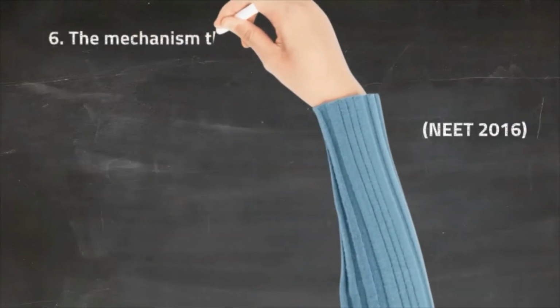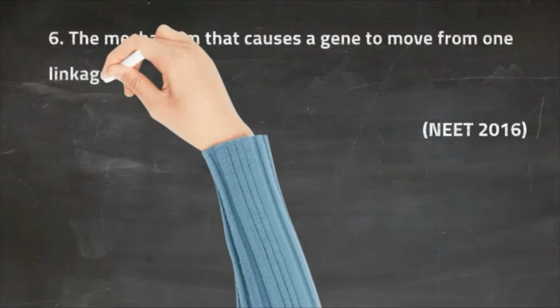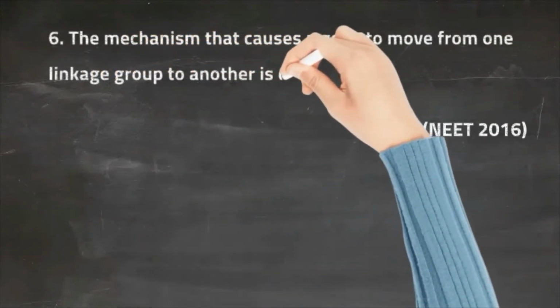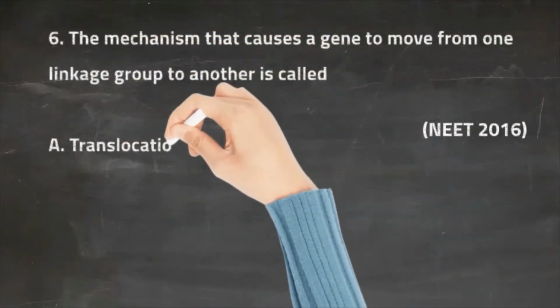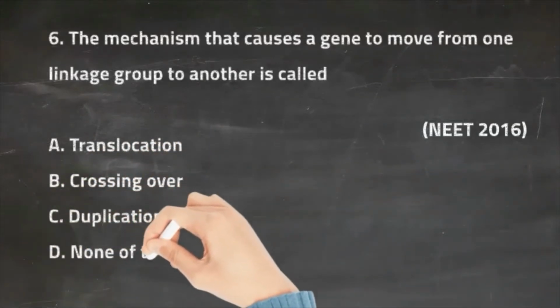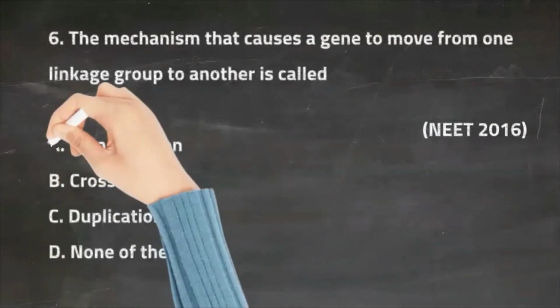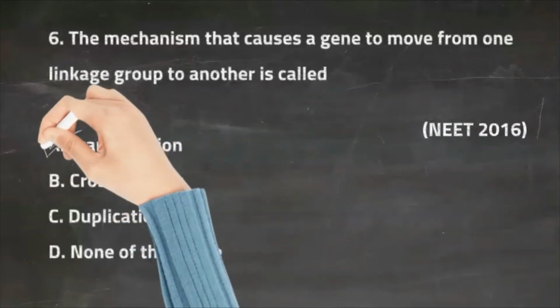So the sixth question is: the mechanism that causes a gene to move from one linkage group to another is called. The first option is translocation, the second option is crossing over, the third option is duplication, and the last option is none of the above. So the right answer for this question is option first, and that is translocation, the mechanism which causes a gene to move from one linkage group to another.